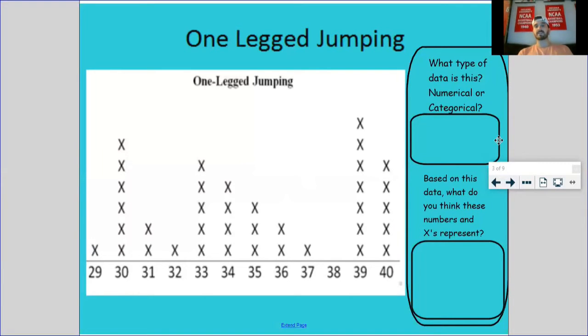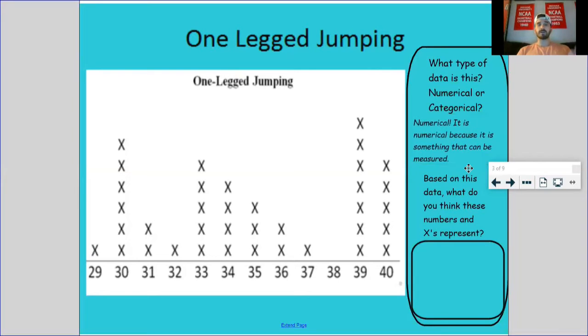The question is asking, what type of data is this, numerical or categorical? So a review back to Monday. If you're answering this question, how many times you could jump on one leg, think about the answers you could possibly say. Are you going to give a number or are you going to give a word? You're going to give a category. Okay, so if you're looking at that, it's going to be numerical. And if you can even look here, how many times did these 3 people jump? 35. That's numerical data. And based on this data, what do you think these X's and numbers represent?